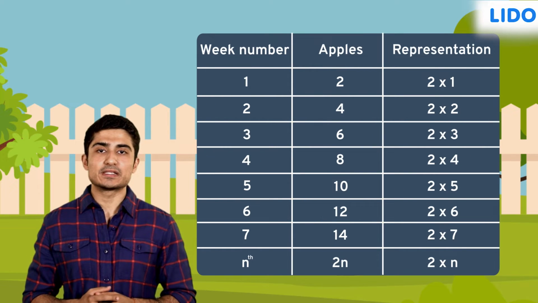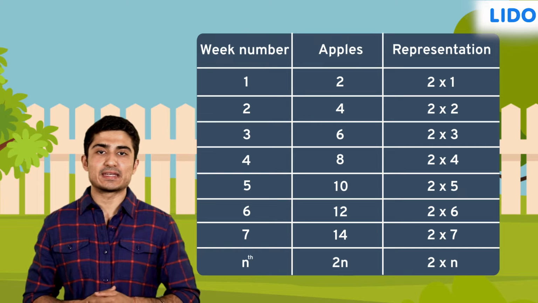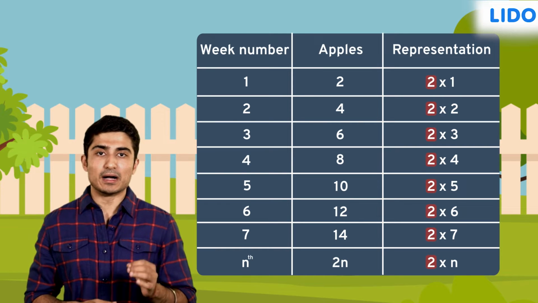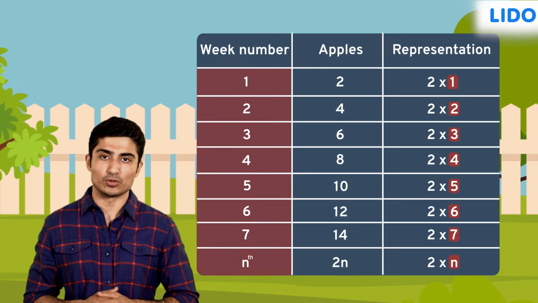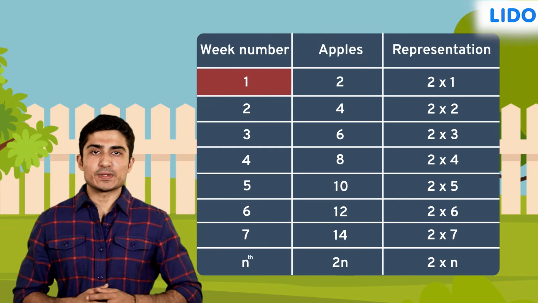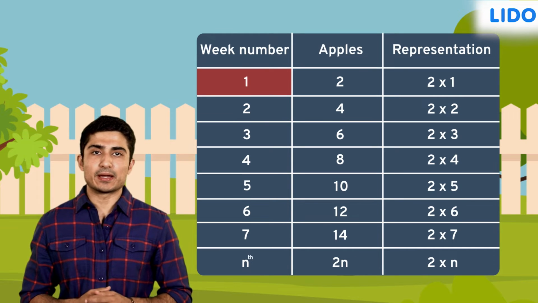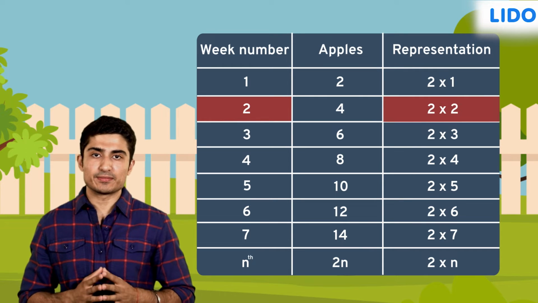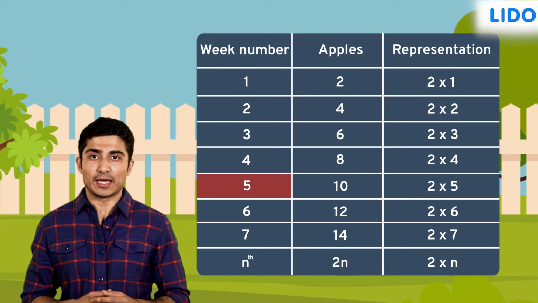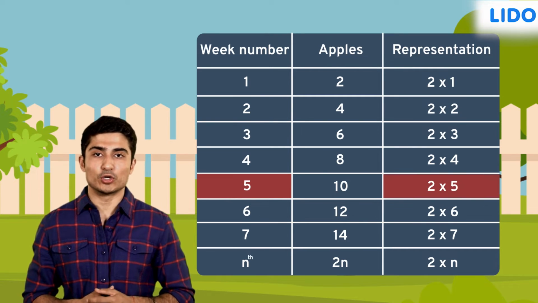Here, the number of apples that the apple tree bears can be represented as a multiple of 2. The multiple is the same as the multiple of the week for which we want to calculate the apples grown. Now, in the first week, the apples on the tree can be represented as 2 times 1. In the second week, they are 2 times 2. In the 5th week, there will be 2 times 5 apples on the tree.